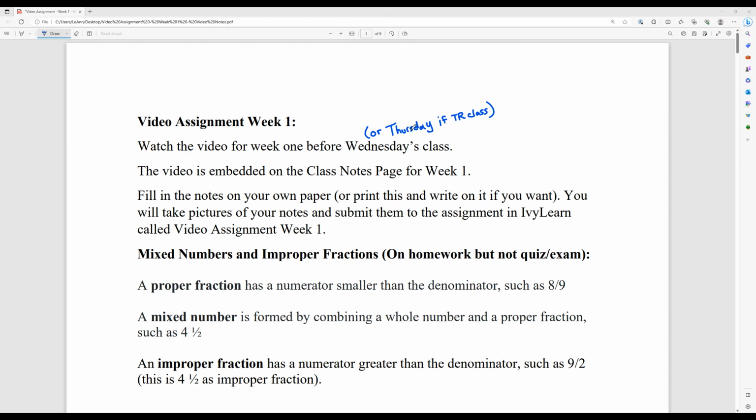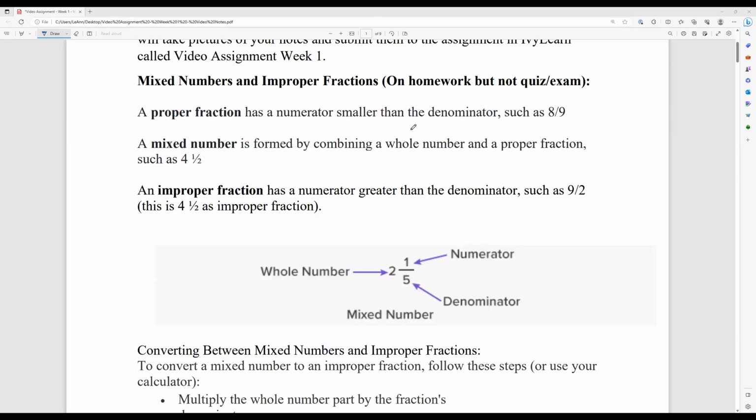Looking at this first topic, this is one that is going to show up on your homework, but is not on any quizzes or exams. We wanted to do some practice with mixed numbers and improper fractions. So a proper fraction has a numerator, which is the top value of a fraction that is smaller than the denominator, which is the number on the bottom, such as 8/9. Notice that 8 is smaller in value than 9.